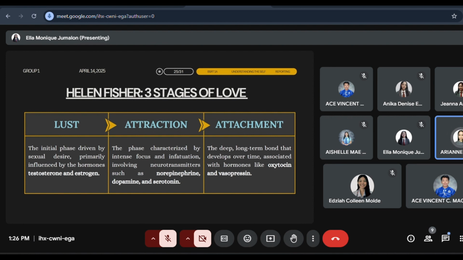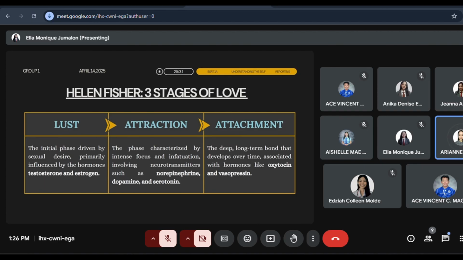Serotonin. This chemical is known for causing obsessive thinking. Studies show that people who are newly in love may have lower serotonin levels, similar to those who have obsessive compulsive disorder. That's why we often say people in love can't stop thinking about their partner. And finally, attachment. This is the stage of commitment. It's when the emotional bond deepens and couples may begin to plan for the future, whether that's getting married or starting a family. Attachment keeps relationships stable and lasting.